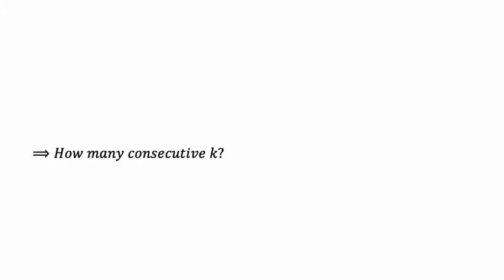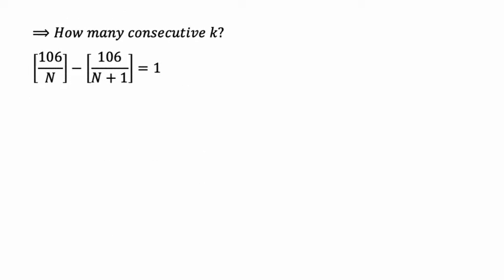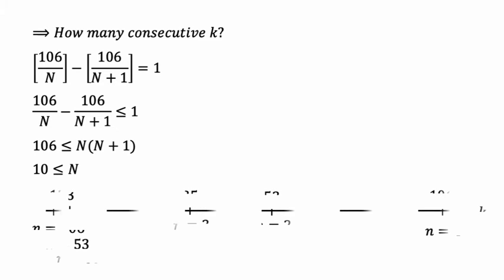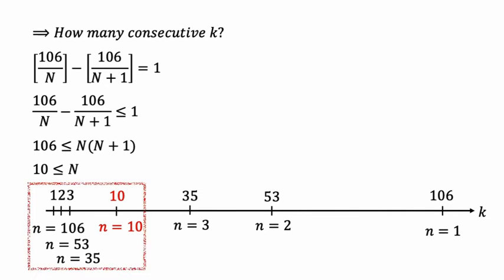Well, to answer this question, let's look at this one. If there are consecutive k's, it means that the difference between these two will be equal to 1. This means that when they subtract each other, it will be less than or equal to 1. Let's simplify it, and we'll get that n will be greater than or equal to 10. This means that there will be 10 consecutive n's, 10 consecutive k's.